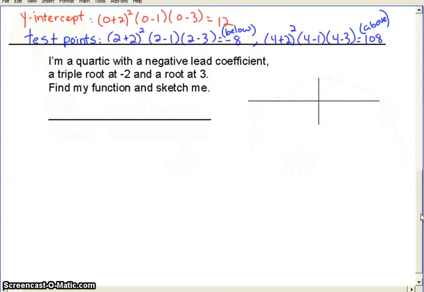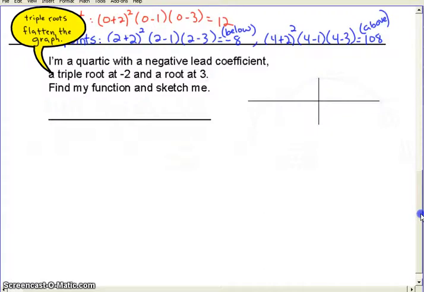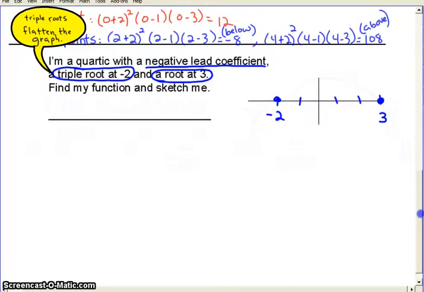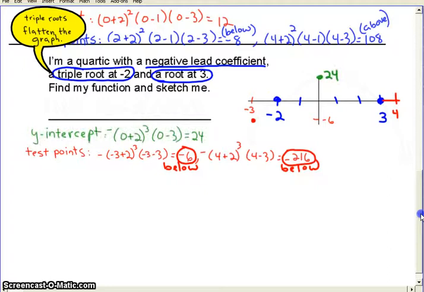On this last example, a quartic with a negative lead coefficient and a triple root at -2 and a root at 3. Find my function and sketch me. Pay attention to the clues here. It says it's a triple root at -2, so we know at -2 there's going to be a flattened part of the graph. Let's go ahead and graph the roots, and then we need to find the y-intercept, and that's going to be at 24.